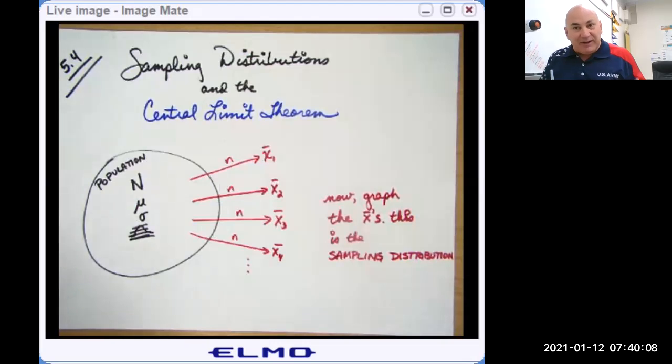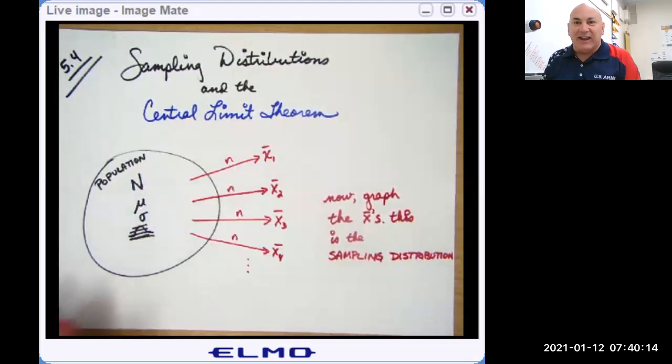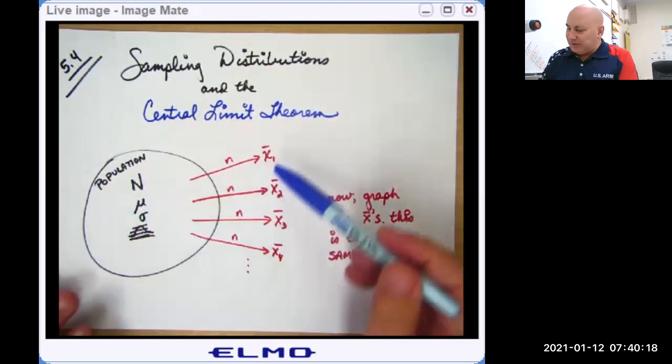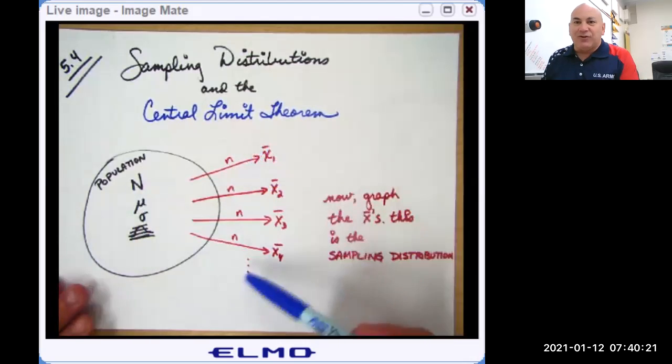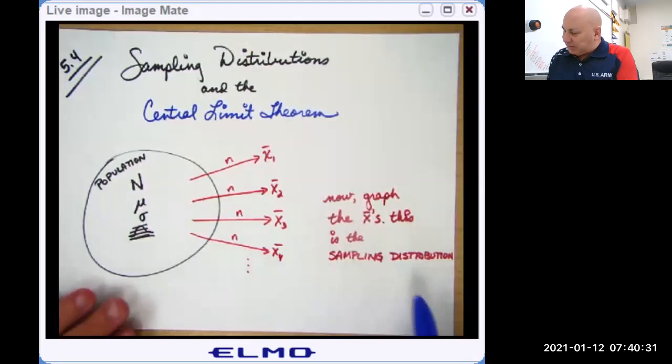So in other words, how many different samples would I have? I'd have big N choose little n of these different samples, and I'd take the average of all of them. And let's say I graphed all of these averages. The new graph of all those x bars is what's called the sampling distribution.